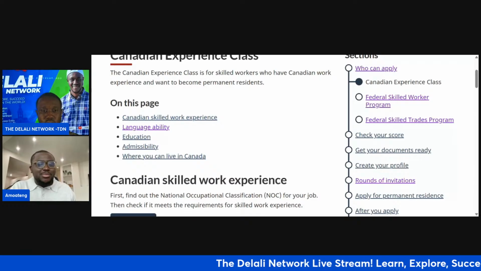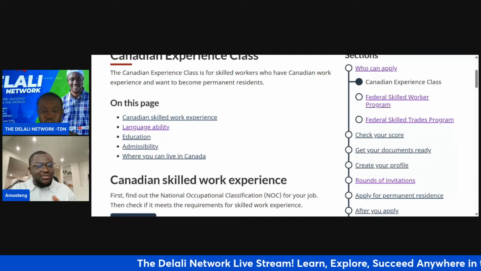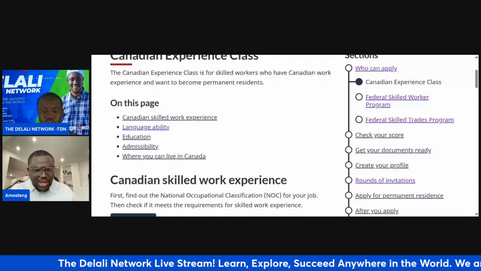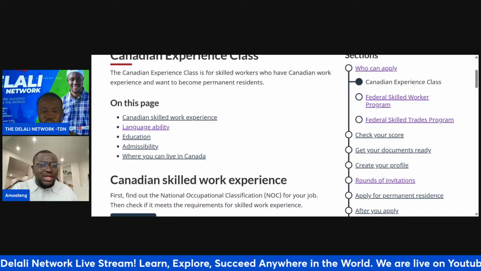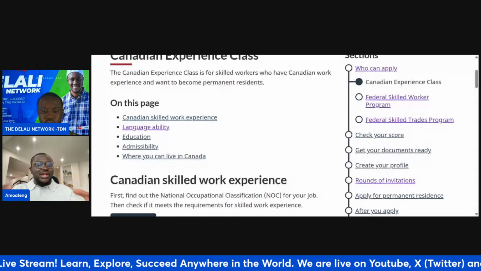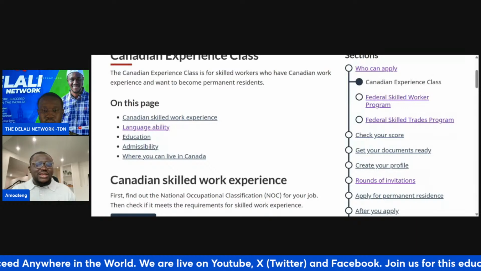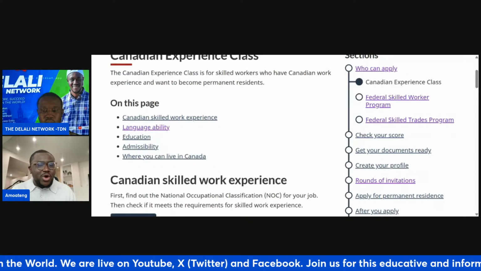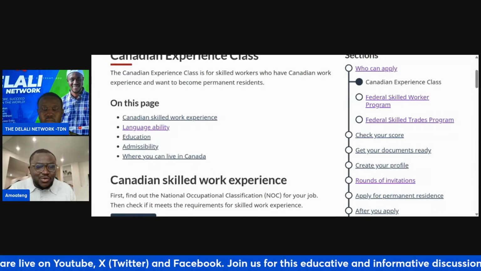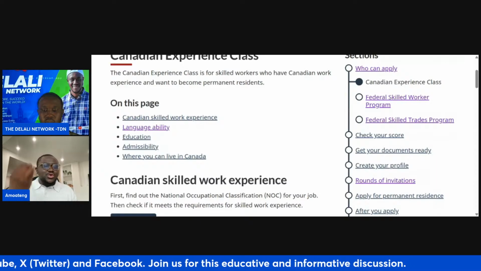So when you create a profile, you submit your profile, you put everything in there, your credentials and everything, they will score you and give you points. So when they want to issue ITAs, they issue them to people who are competitive. I mean, they can't invite everyone, right? So they will use your scores to select you.